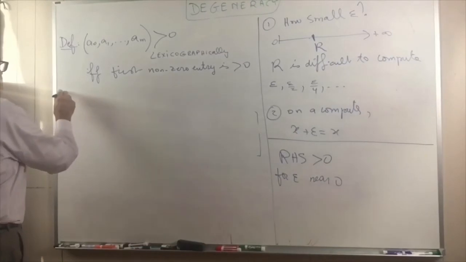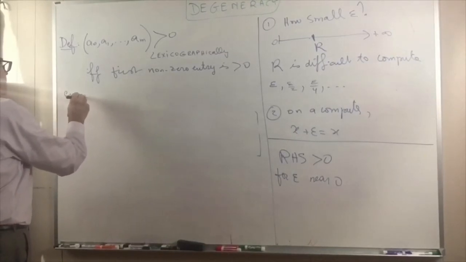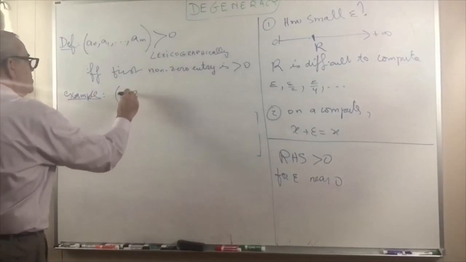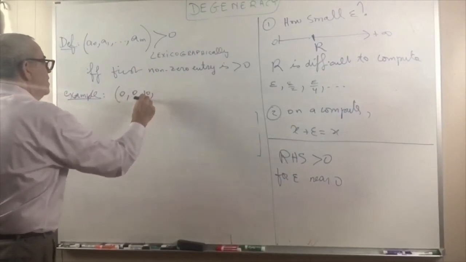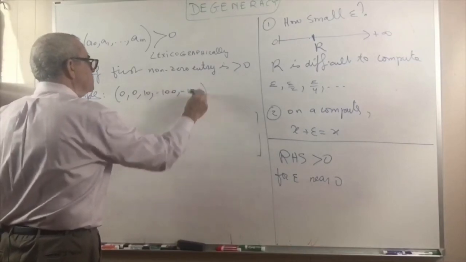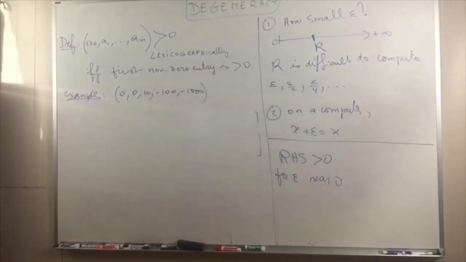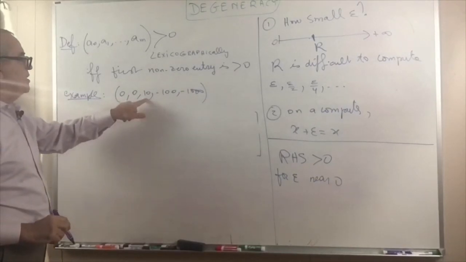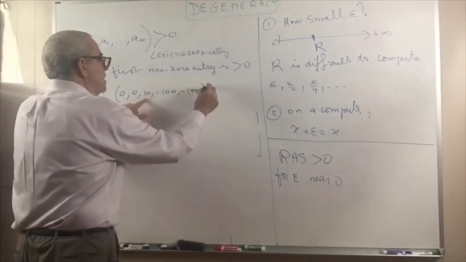Example. I could take 0, 0, 10, minus 100, minus 1,000. So this is 0, so I move to the next one. This is 0, I move to the next one. 10 is positive, then this is lexicographically positive.